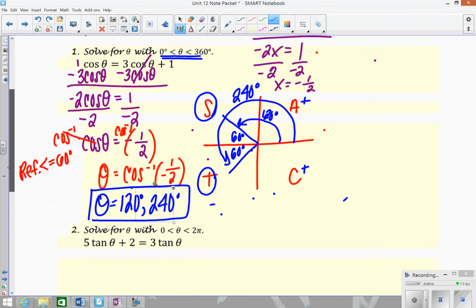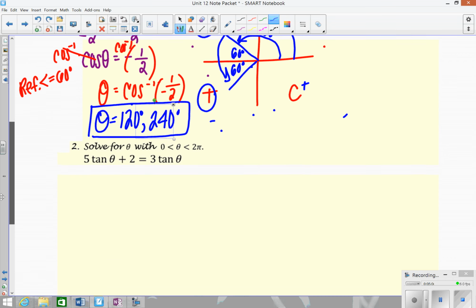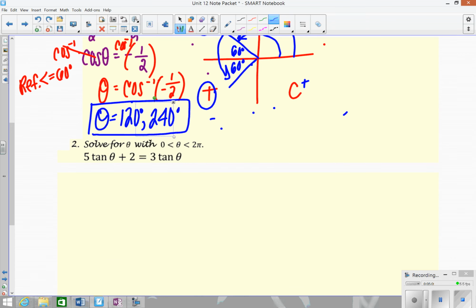So let's look at some other examples with this. So this one, if you look, we're going to be solving between 0 and 2 pi. When I do these, though, I always find them in degrees first, and then I convert them over to radians after, because it's easier to look at your four quadrants in degrees than it is to look at it in radians. So we're going to start the same process where we got to get our tan by itself.